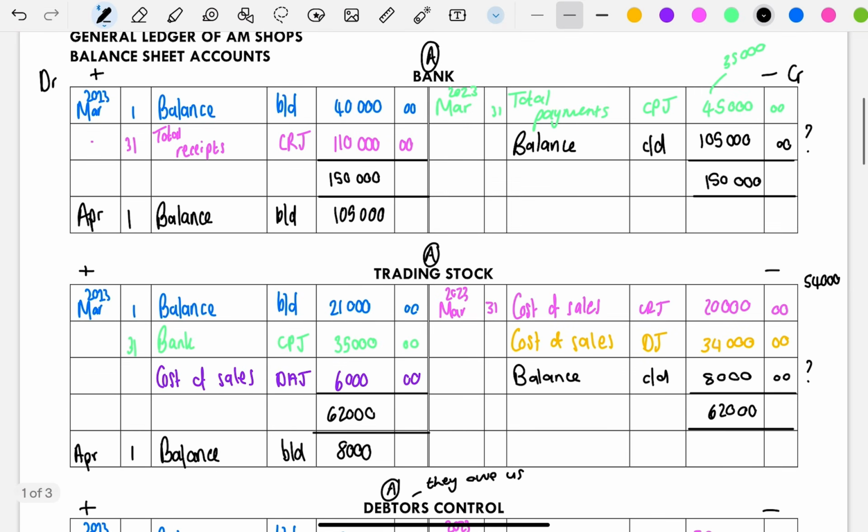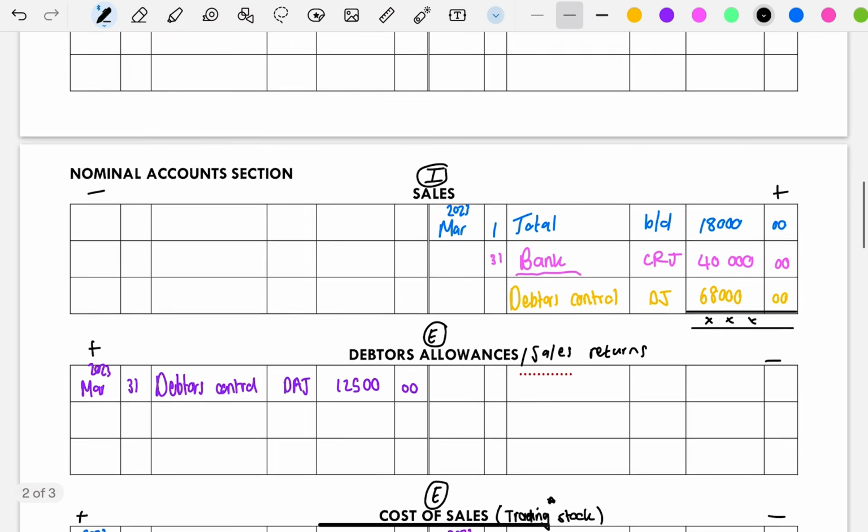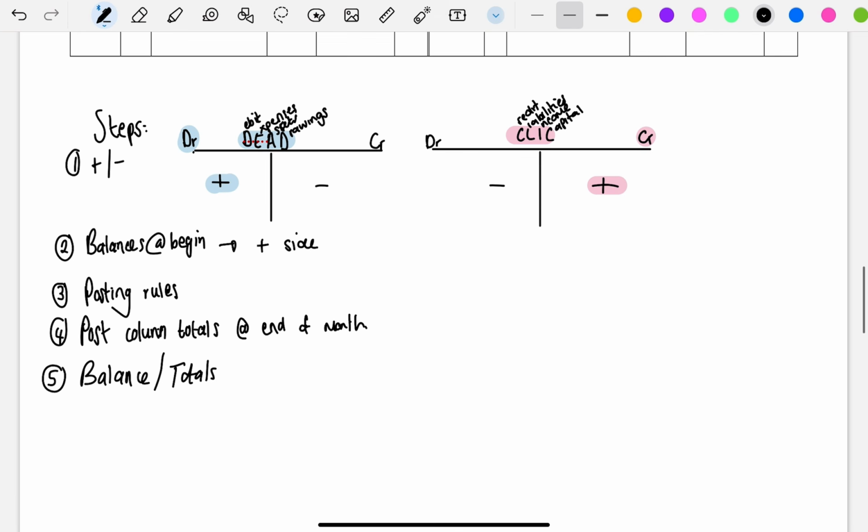So there we go. I hope this general ledger makes a bit more sense now, and that if you've got these steps, if you've applied them, then you'll hopefully feel a lot better about general ledger.